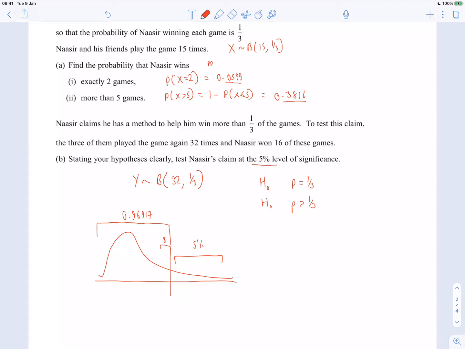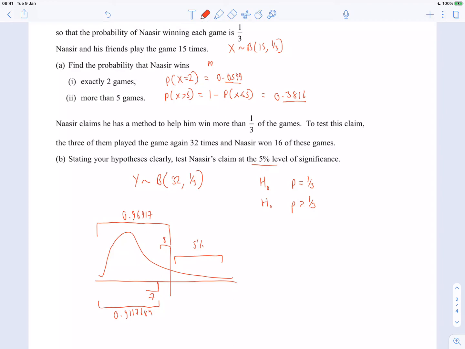Yep, that's fine. That's just under 5% leaving over though. So let's try for 7. So up to and including 7, that is going to be 0.9117684.